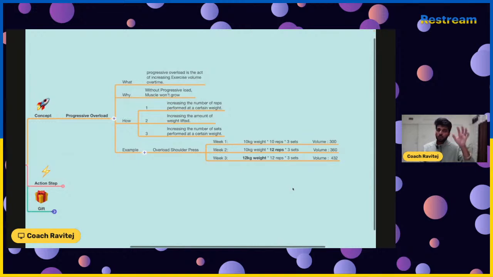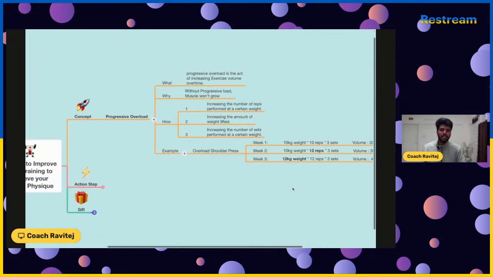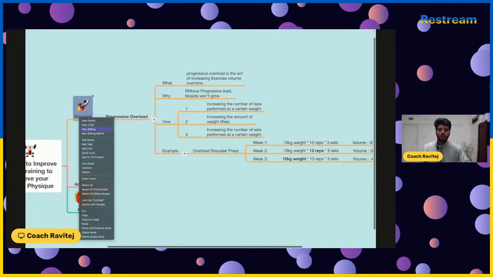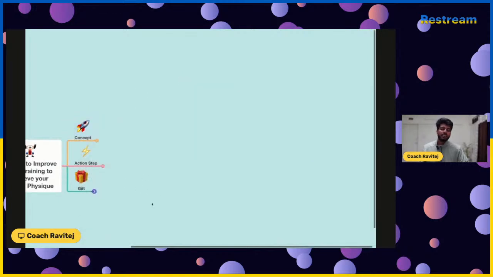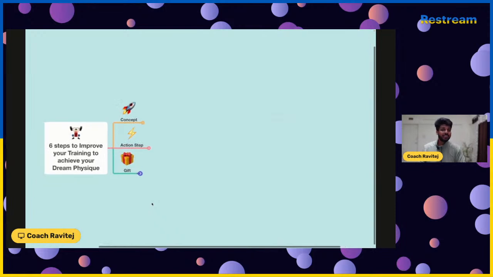So you understood the concept here is progressive overload. This is the fundamental concept of training. You need to train where you keep on increasing either your weight, your reps, or sets. With that done, let's go on to the next part, which is the action steps. I told you about the 6 steps, so I'm going to give you the 6 steps which will help you make sure your training is becoming better, optimized, and it will help you reach your dream physique.